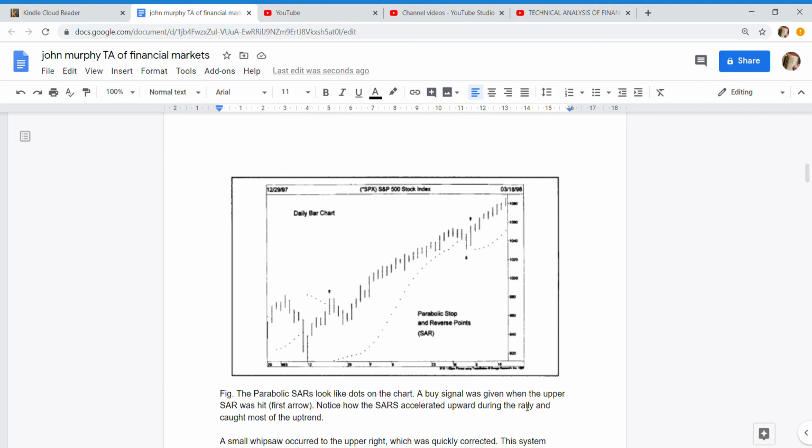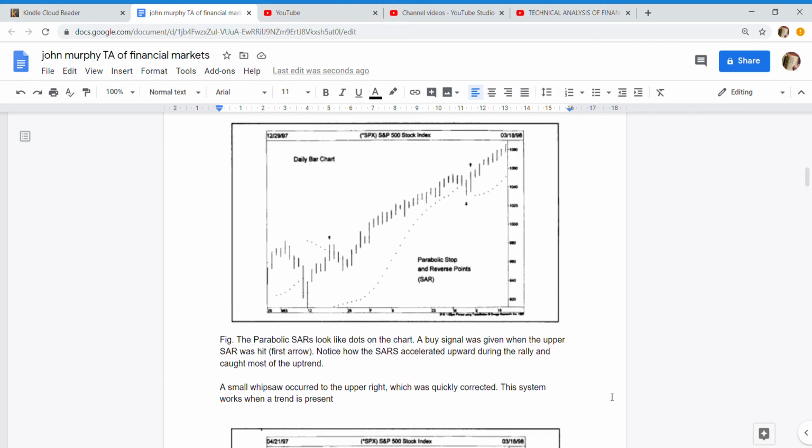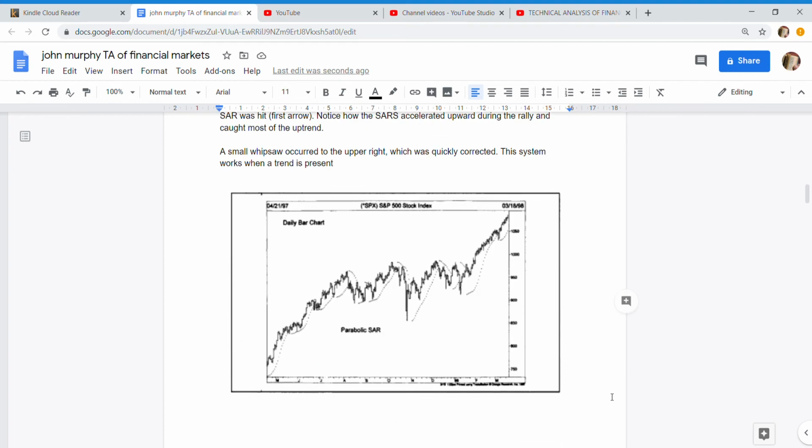A buy signal was given when the upper SAR was hit, first arrow. Notice how the SARs accelerated upward during the rally and caught most of the uptrend. A small whipsaw occurred to the upper right which was quickly corrected. This system works when a trend is present.